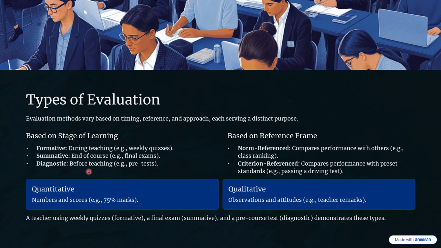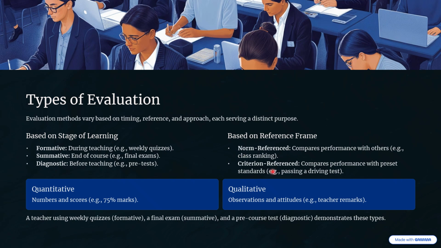The last one is diagnostic evaluation. It is conducted before teaching. Its purpose is to identify the learner's existing knowledge and difficulties. Now, based on the reference frame, norm reference evaluation. A learner's performance is compared with the performance of other learners. For example, class ranking, and the UGC NET exam is the best example for norm referenced evaluation.